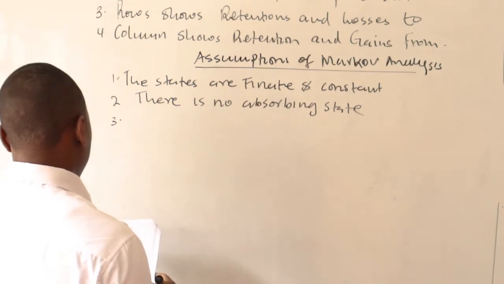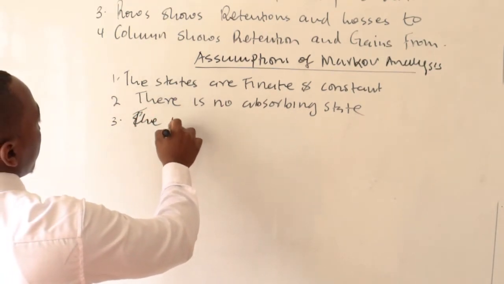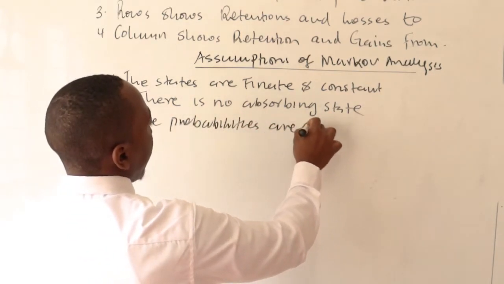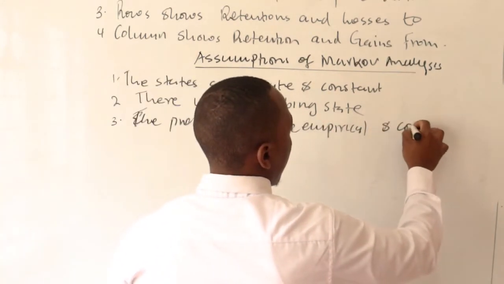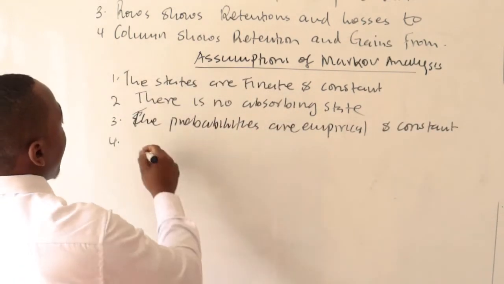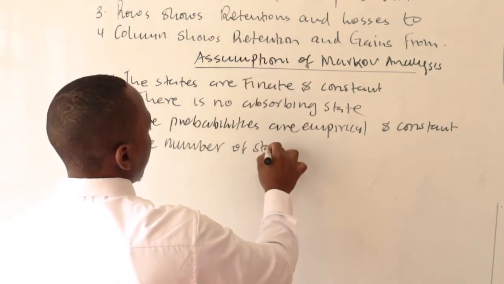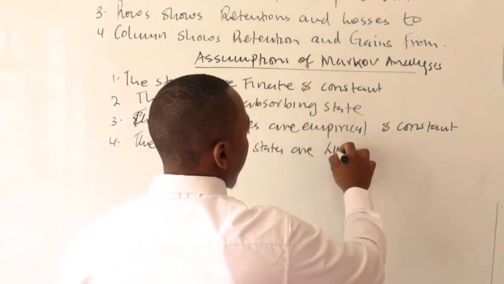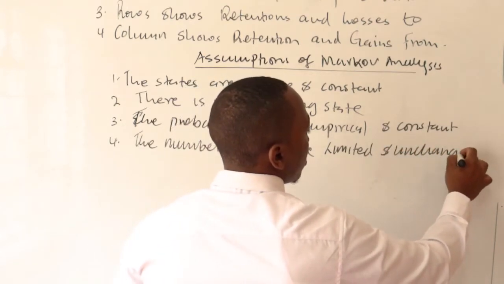And then assumption number 3 is that the probabilities are empirical and constant. And then number 4 is that the number of states are limited and unchanging. They don't change.